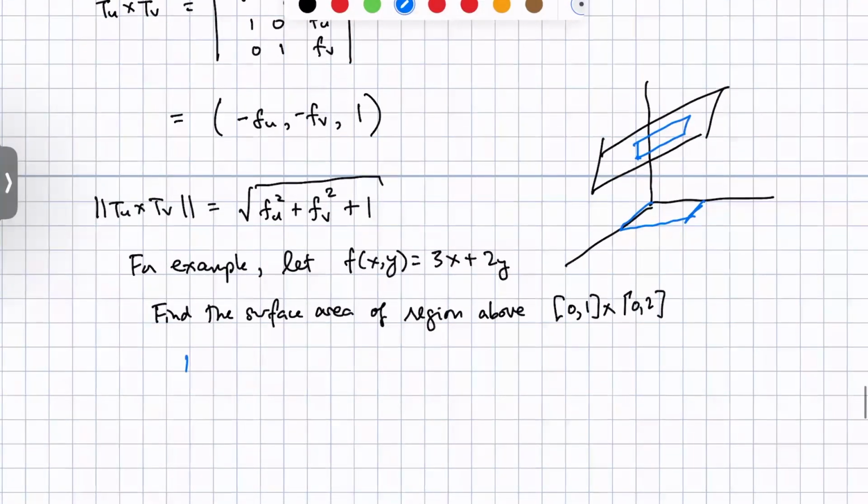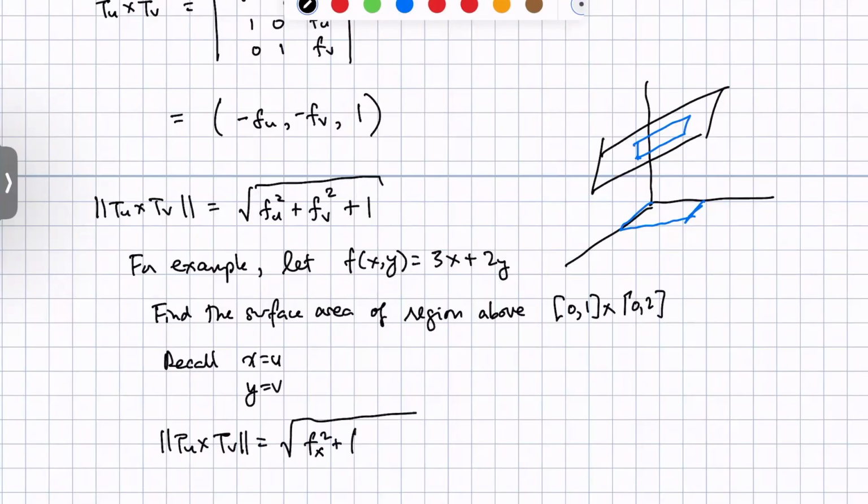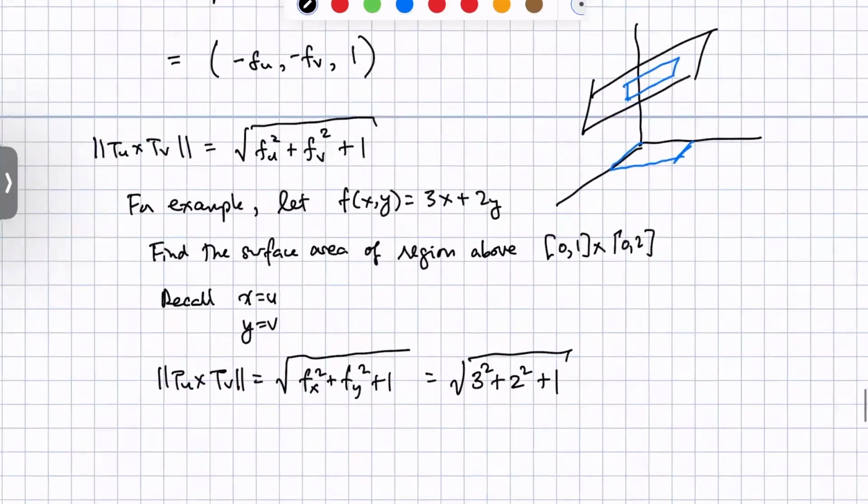So here, if I remember, recall that x is equal to u and y is equal to v. So tu cross tv is the square root of fx squared plus fy squared plus 1, right? Well, fx is just 3 and fy is just 2. So I get 9 plus 4 plus 1, which is root 10.